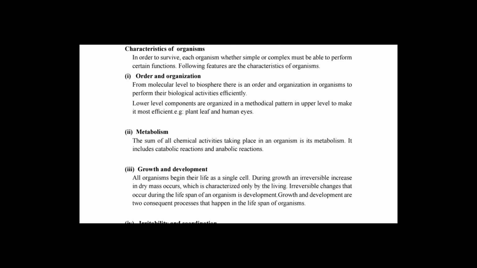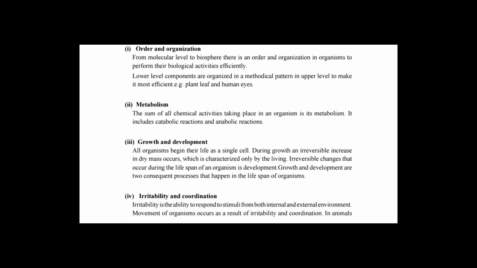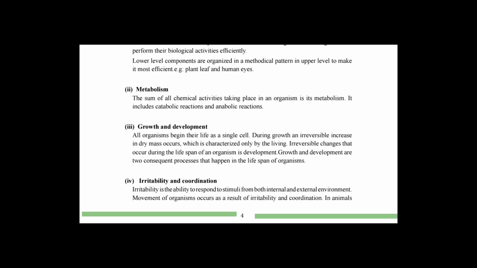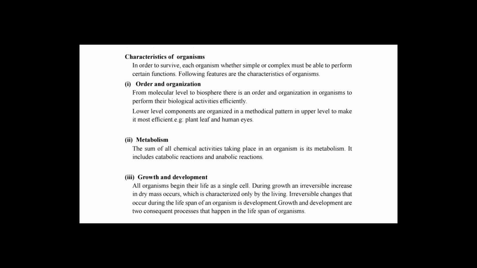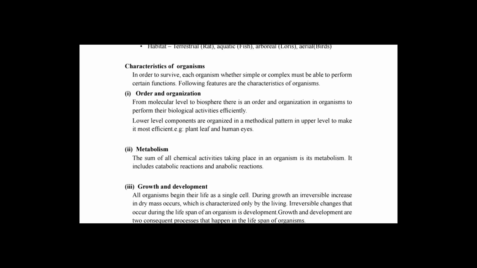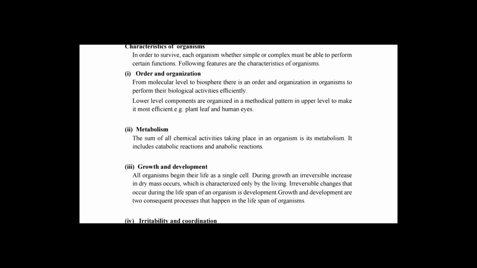For an object or a thing to be living, it should show some characteristics. Here in the resource book there are 7 characteristics. Let's see what these 7 characteristics are. Order and organization, metabolism, growth and development, irritability and coordination, adaptation, reproduction, heredity and evolution.